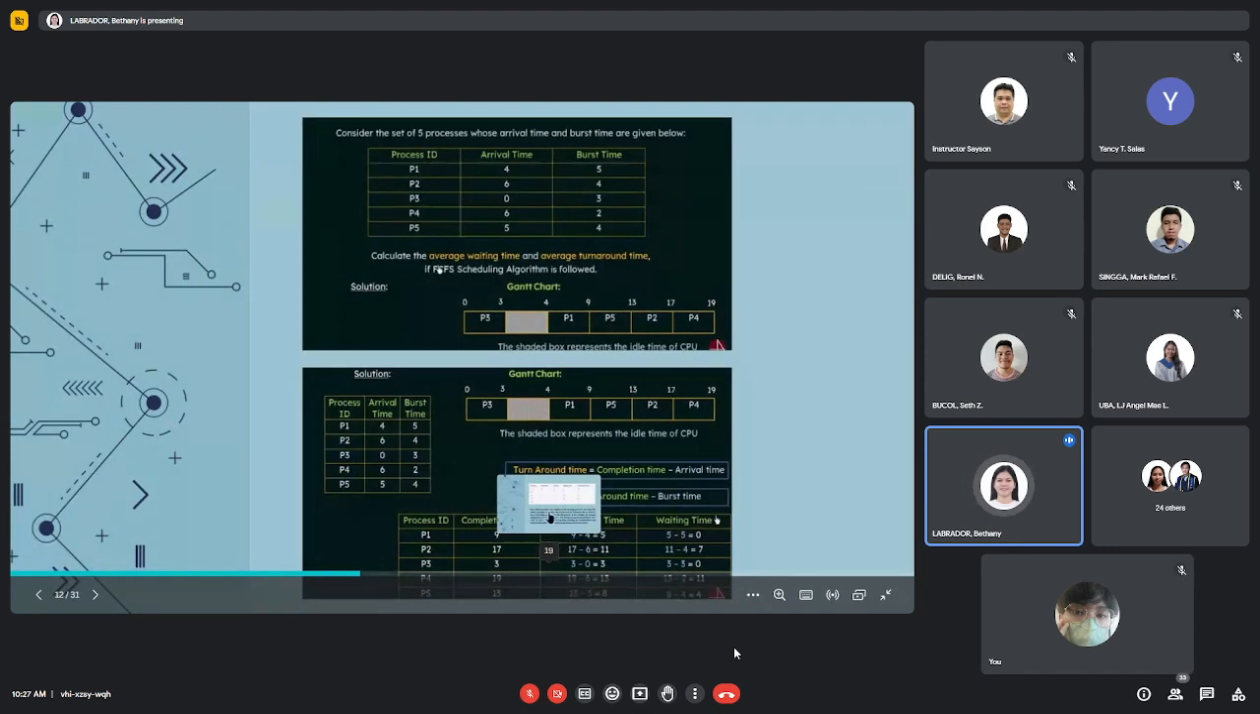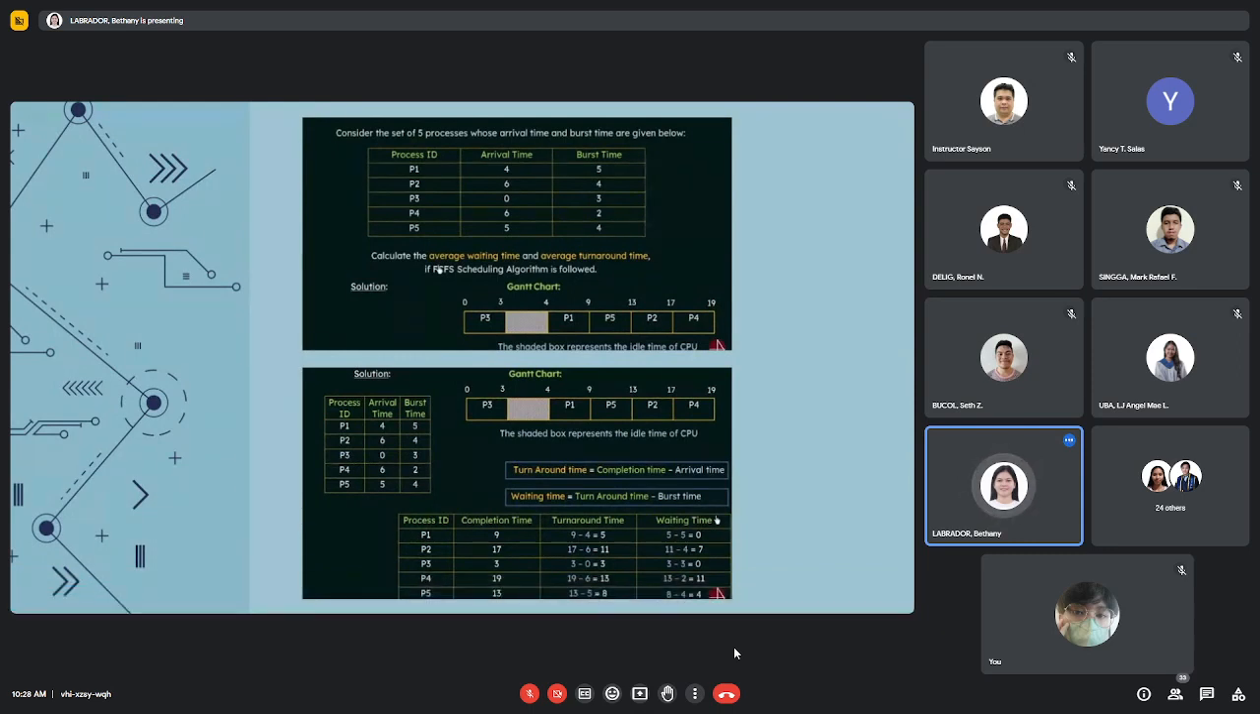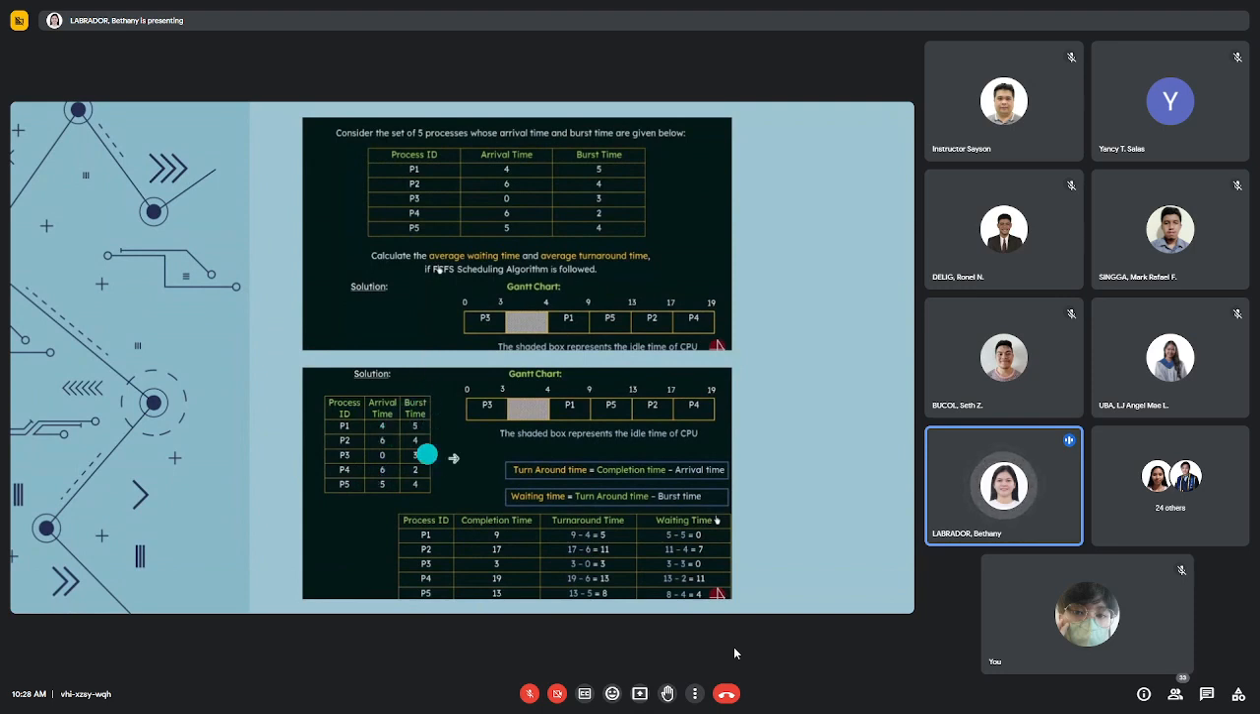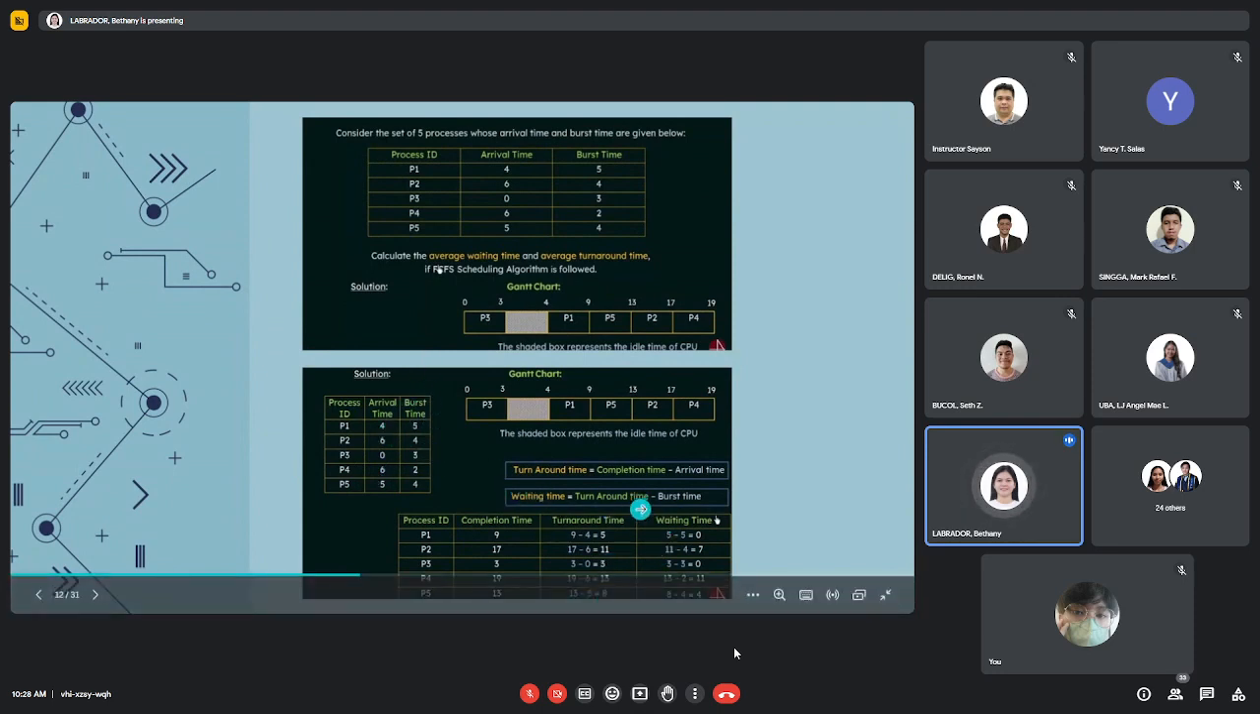Then next is P4. Its completion time is 19, minus its arrival time of 6, so equals 13. Then for P5, the completion time is 13, minus the arrival time of 5, which you can see here. So equals 8. Then next, we already found the turnaround time.